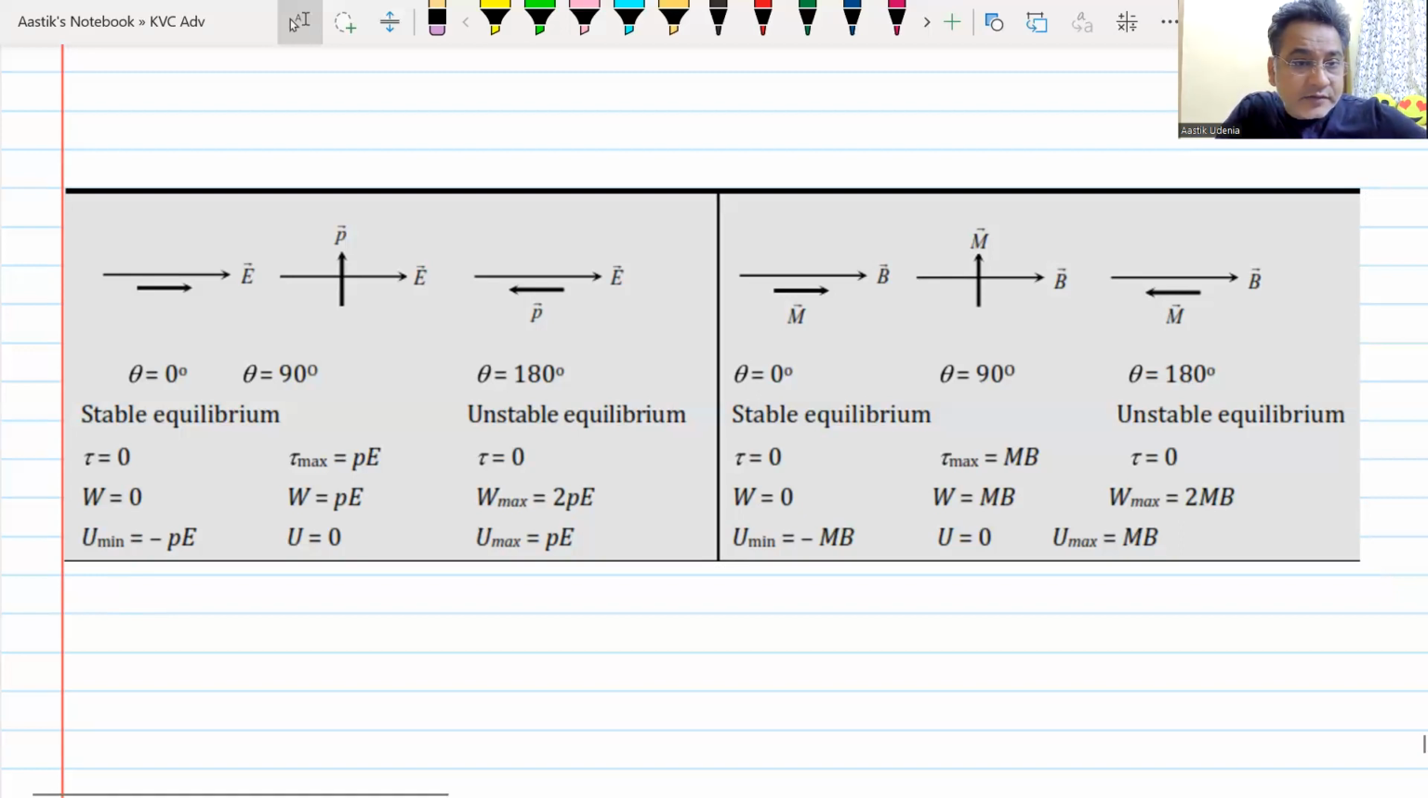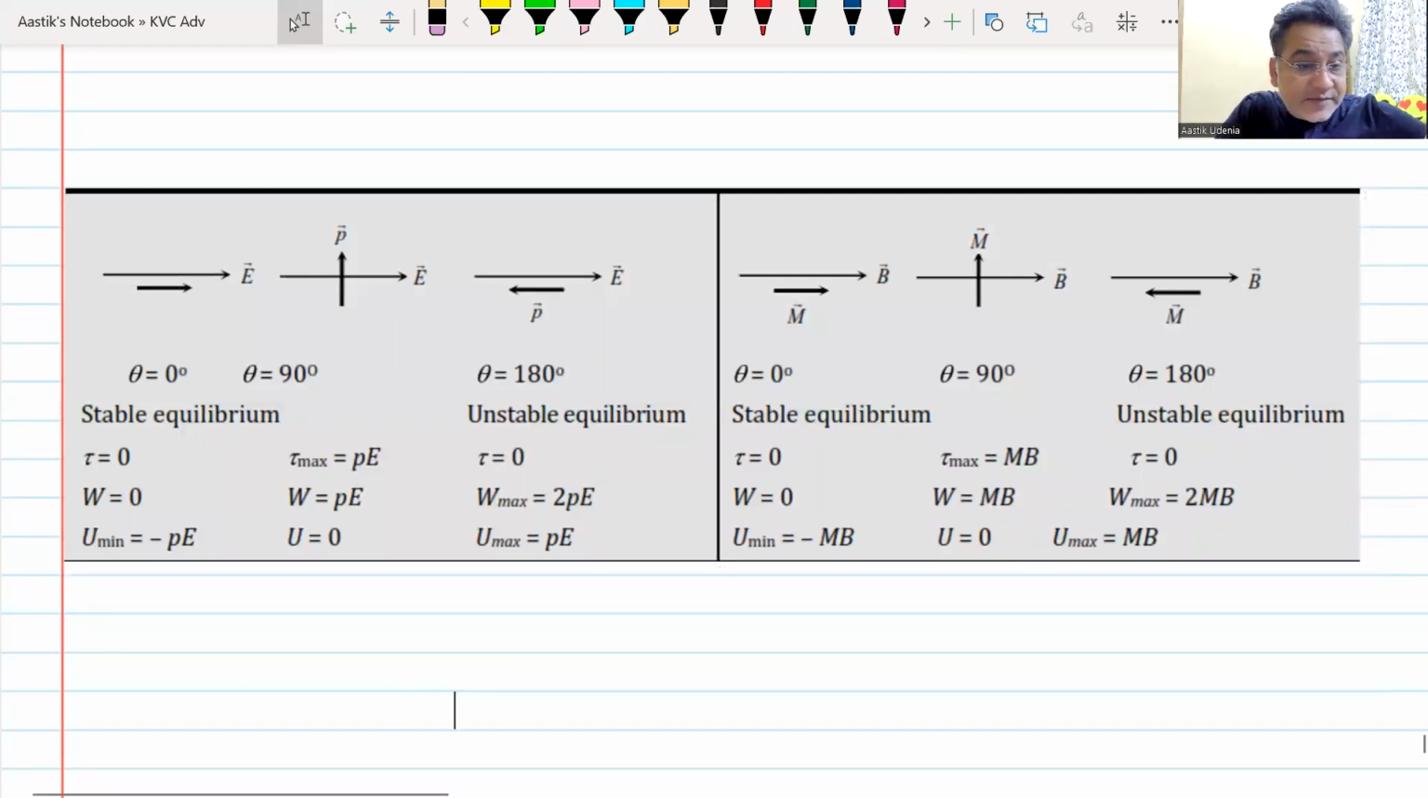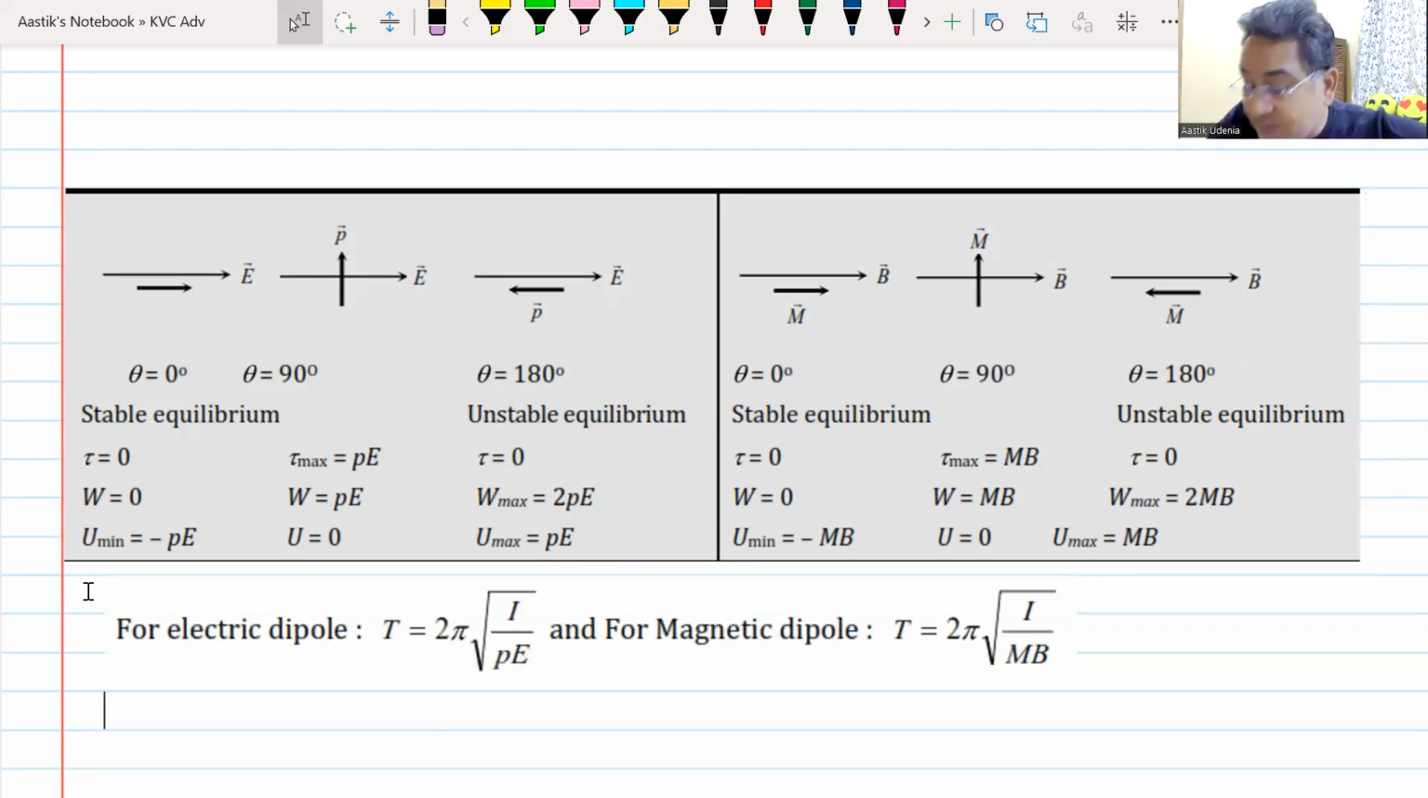If it is performing SHM, what is the time period? So remember, the time period of SHM for an electric dipole or for a magnetic dipole is given by this formula: 2 pi root over I by PE, 2 pi root over I by MB, where I is the moment of inertia of the dipole. Do we understand this? Yes, sir.